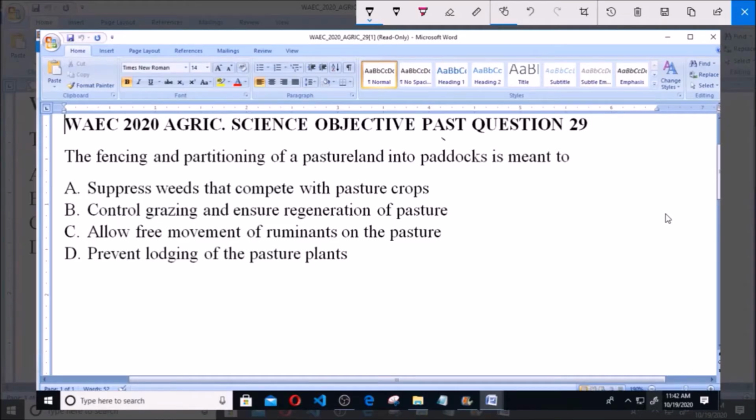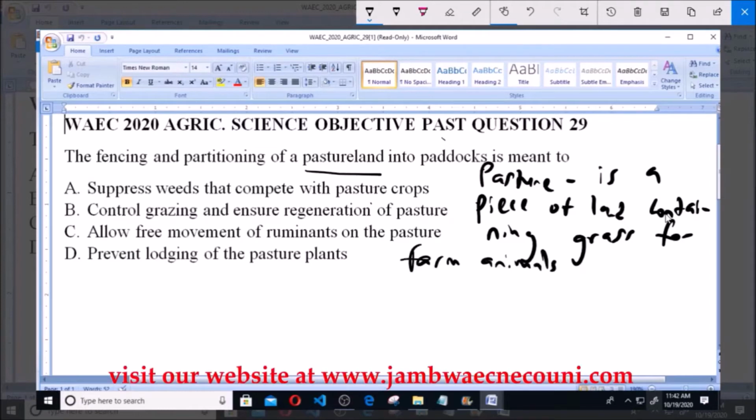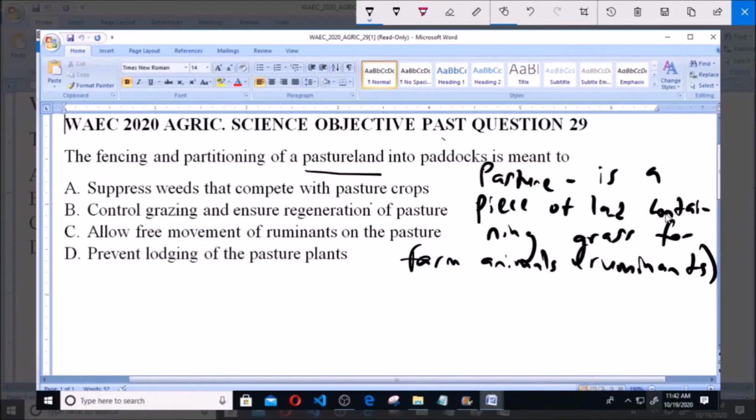So we are looking at some of the practices carried out on a pasture land. A pasture land, or simply pasture, is a piece of land containing grass for farm animals, specifically ruminants. Ruminants are animals such as sheep, goats, and cattle, that eat as it grows. So you can say it's a piece of land where grasses are grown specifically for the purpose of feeding ruminant animals.